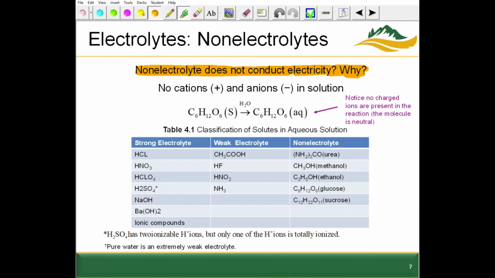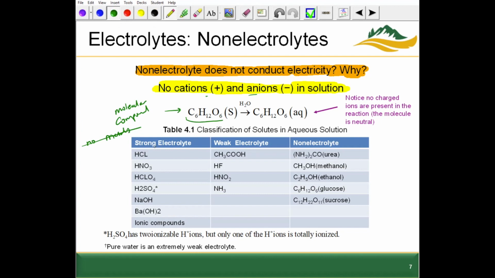Why is that? They contain no cations and anions when in solution. How do we know if a molecular compound will produce cations or anions in solution? How do we know if a compound will dissociate into cations and anions in solution? Well, this is a completely molecular compound. There are no metals present. This is not ionic. So for a molecular compound, there's no cations or anions to dissociate into.